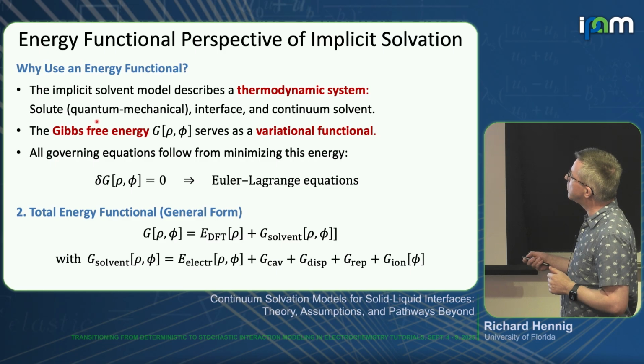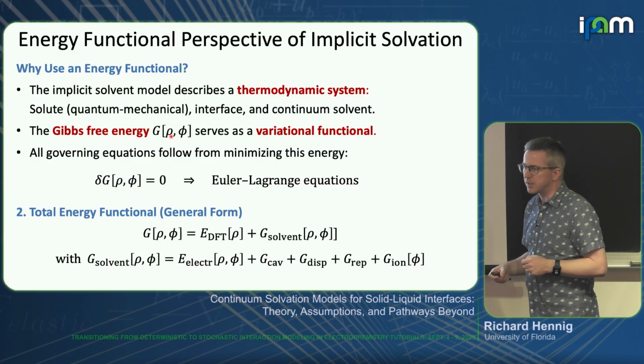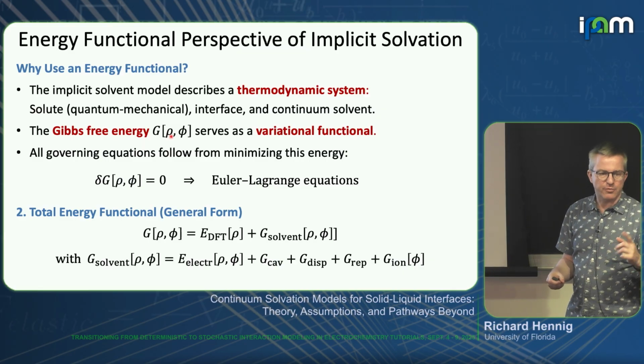So the implicit solvent describes the thermodynamic system. Right? It's that solute, which we describe quantum mechanically, the interface, and the continuum solvent. And we have to write out the Gibbs free energy for that case. And the Gibbs free energy is going to depend on a number of variables. Here I'm just illustrating two of them. One is the charge density. That could just be, you have a question already?